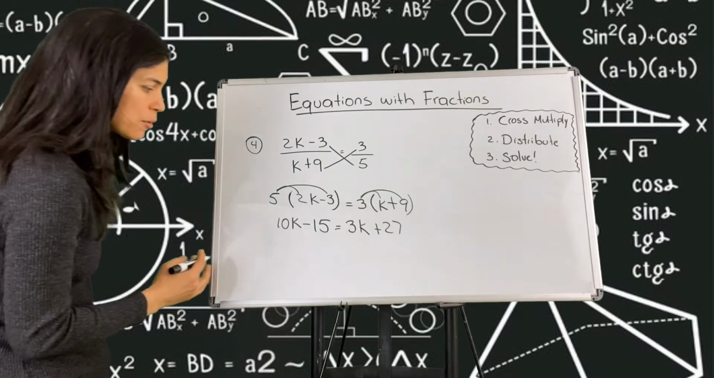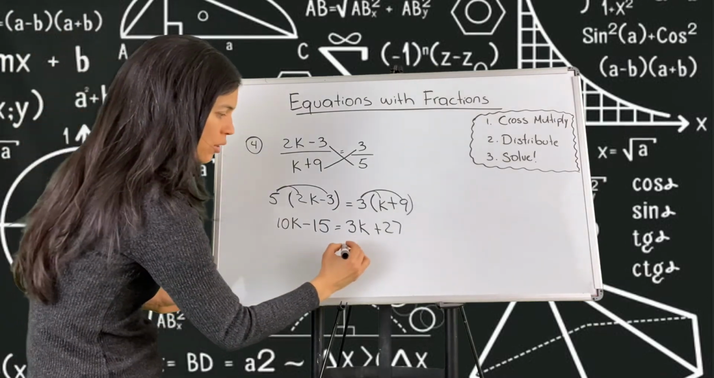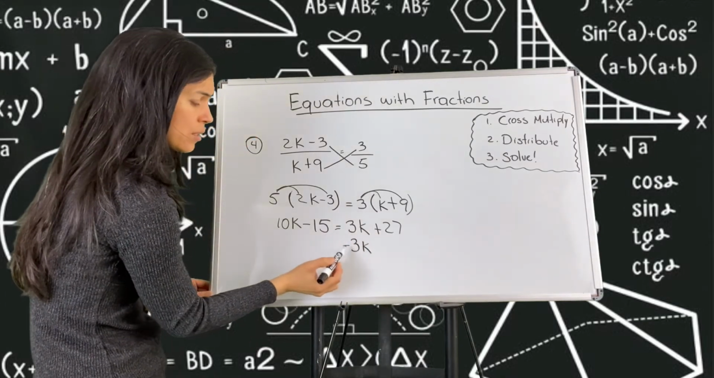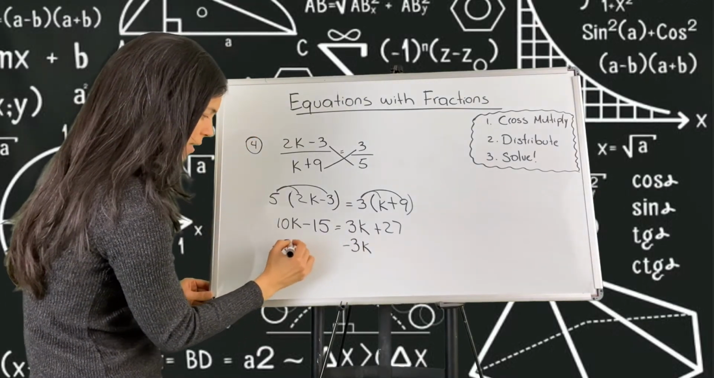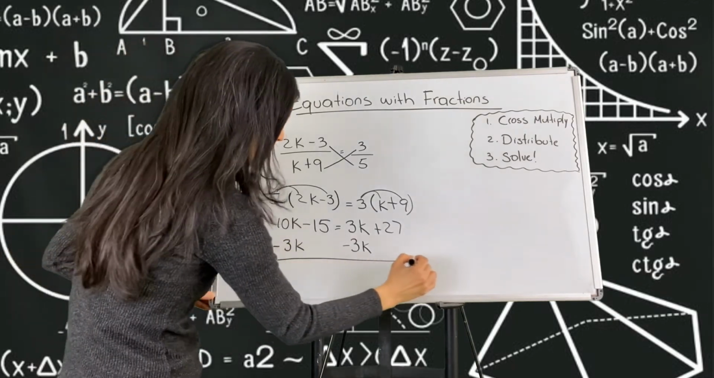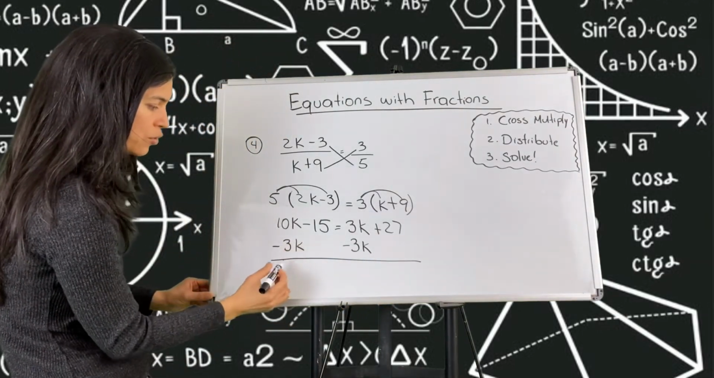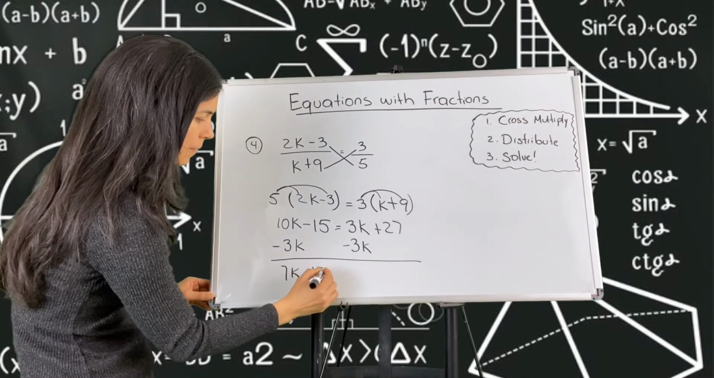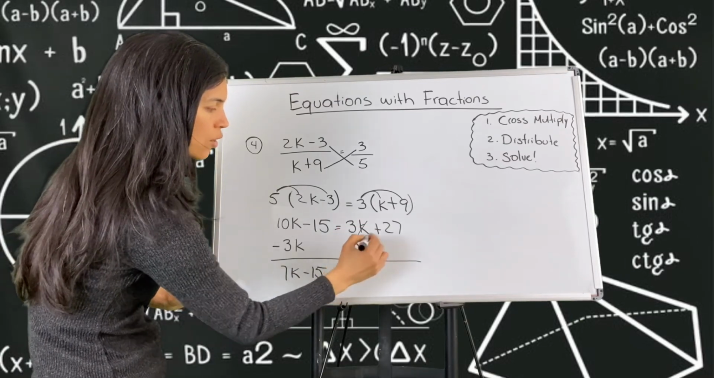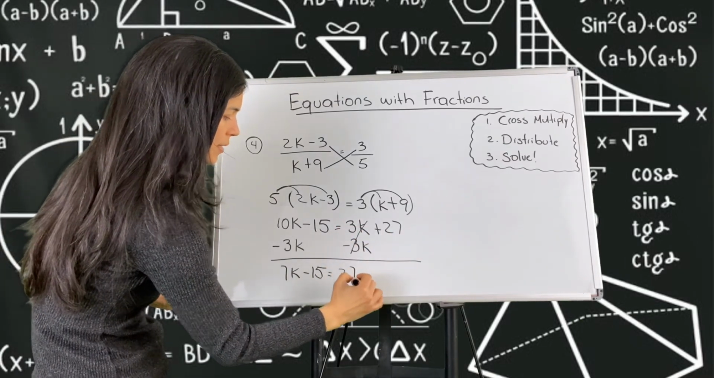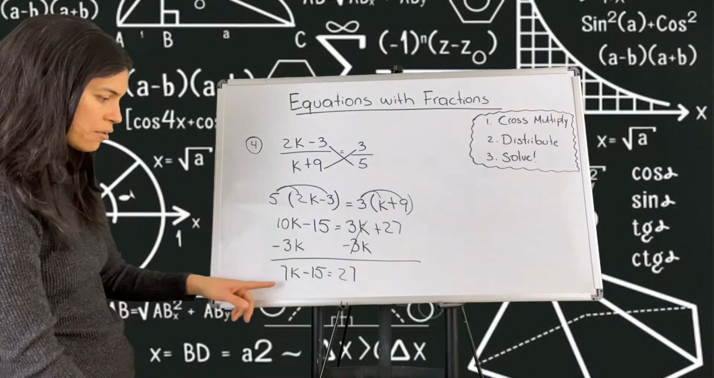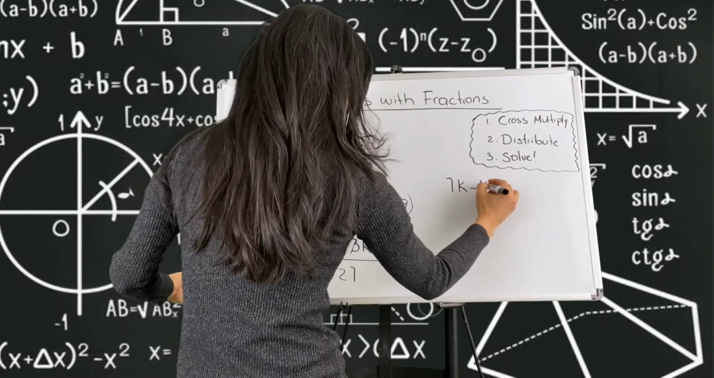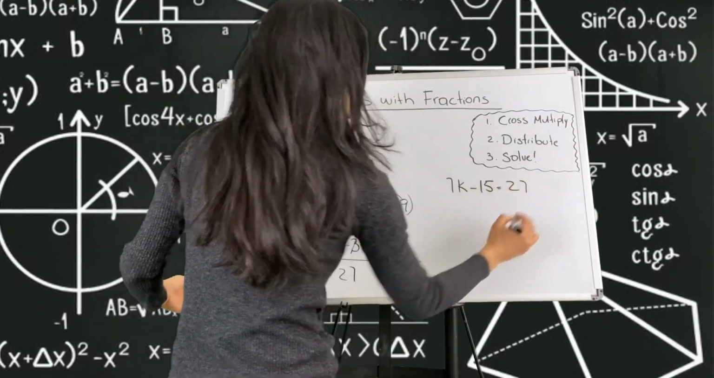Let's move the variables to one side. I'm going to keep my left, so I'm going to eliminate this 3k by doing the opposite of addition, which is subtraction, on both sides to keep the balance of the equation. 10 minus 3 is 7k minus 15, and I'm left with 27. I ran out of space, right? So let me copy here. 7k minus 15 equals 27.